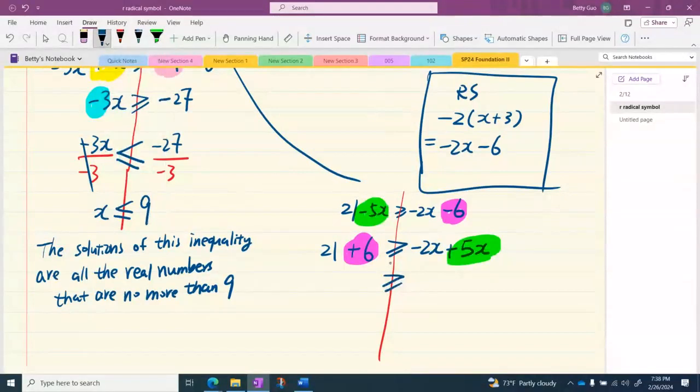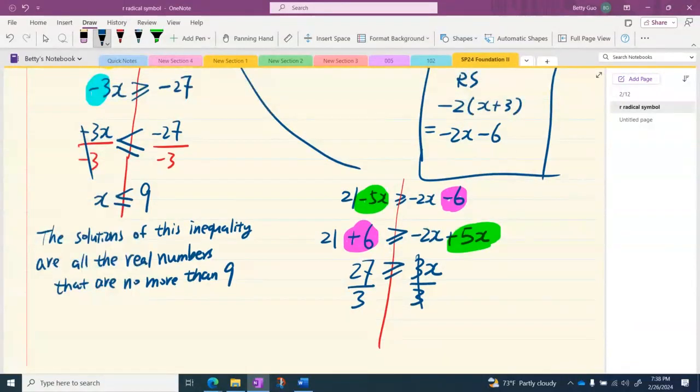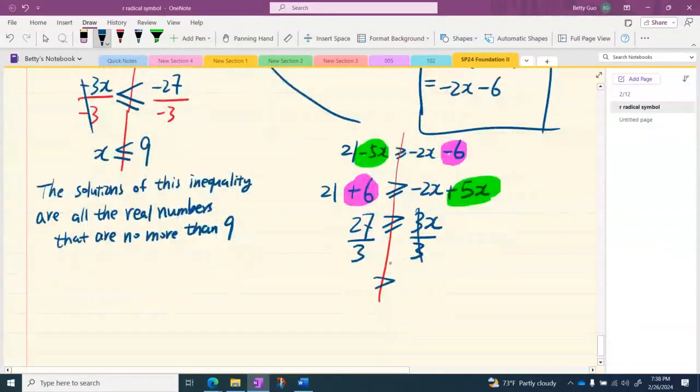Left side right now, 21 plus 6, 27. Right side right now, -2x plus 5x. That's the same as 5x minus 2x, so 3x. Okay? And then you divide each side by 3. You don't have to do anything because dividing by 3 is a positive, right? So cancel, cancel. You have x on the right and you have 9 on the left.